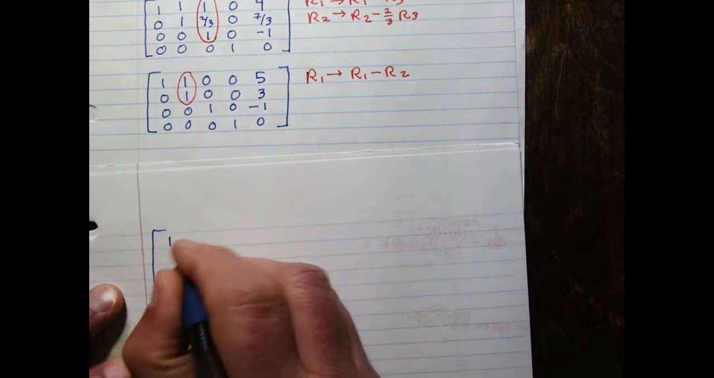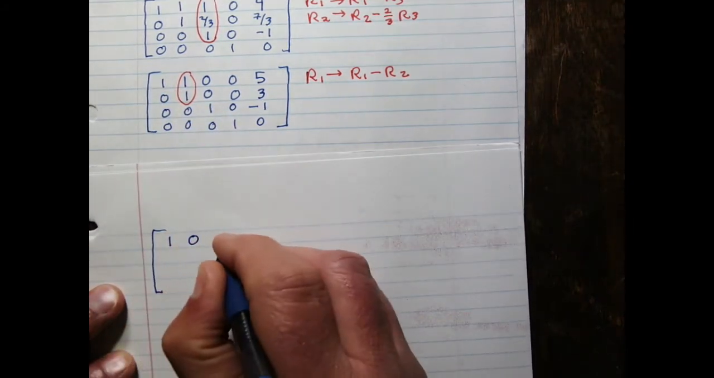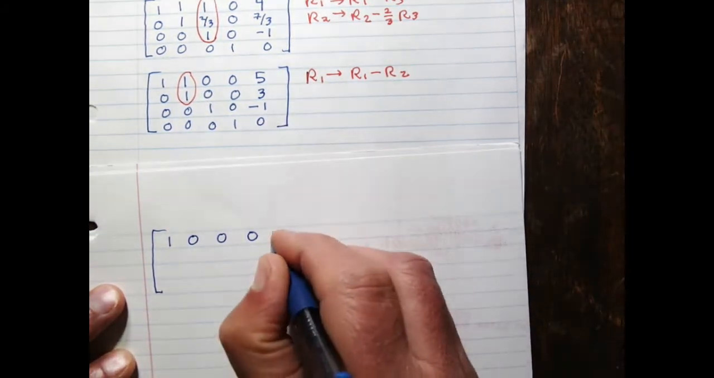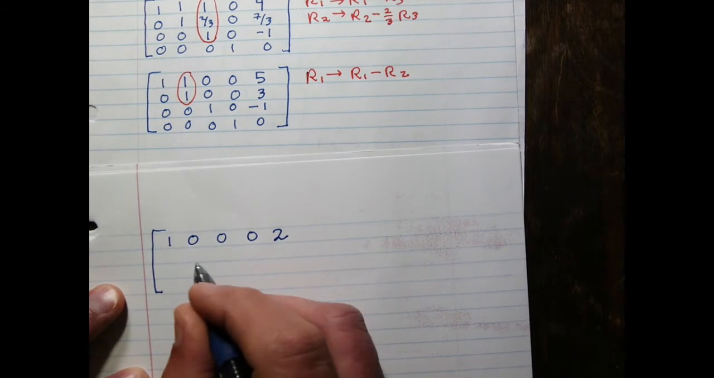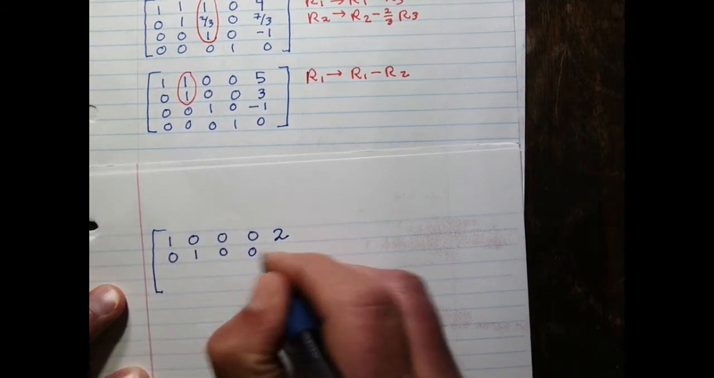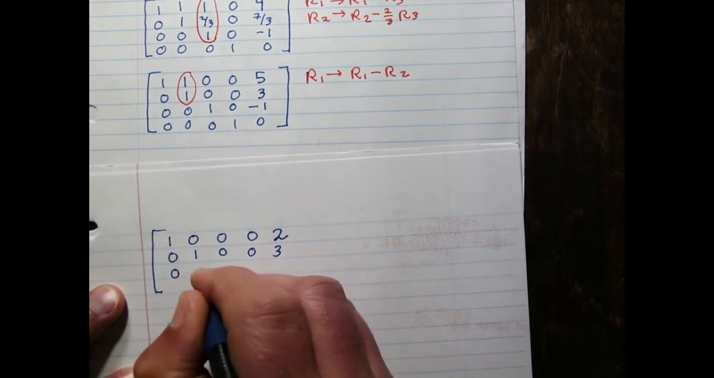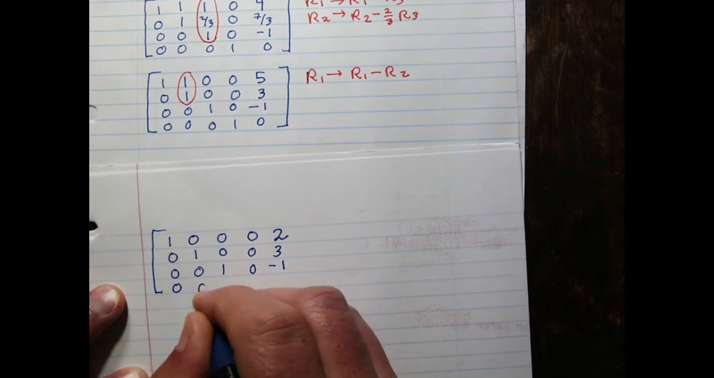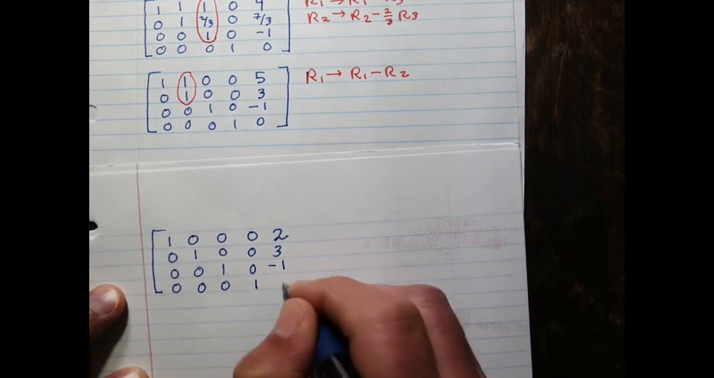1 minus 0 is 1. 1 minus 1 is 0. 0 minus 0 is 0. 5 minus 3 is 2. Notice there's a change there. And then I recopy 0, 1, 0, 0, 3, 0, 0, 1, 0, negative 1, 0, 0, 0, 1, 0.